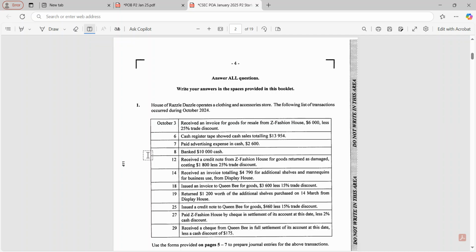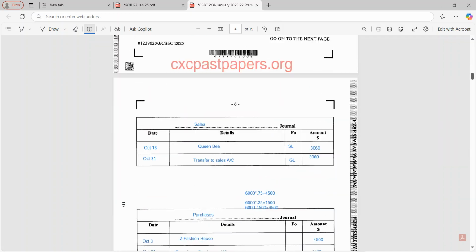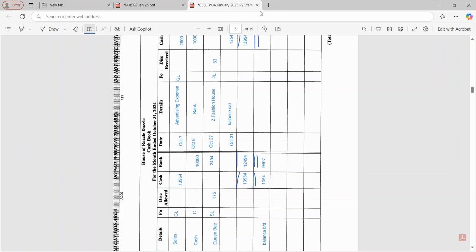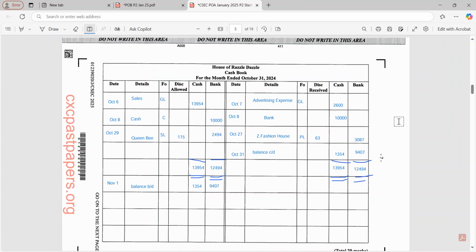October 12. No, it's October 8th. Bank $10,000 cash. What kind of entry do we call this? What kind of transaction is this? So both aspects, both the debit and the credit, will be found in our cash book. So what do we call this? We call it a contra entry.